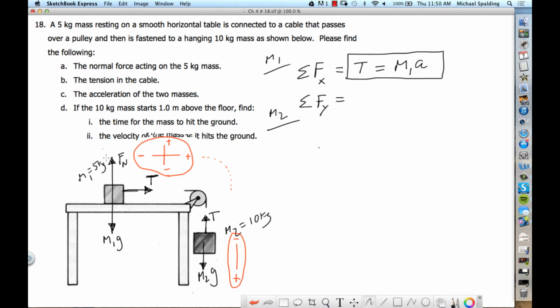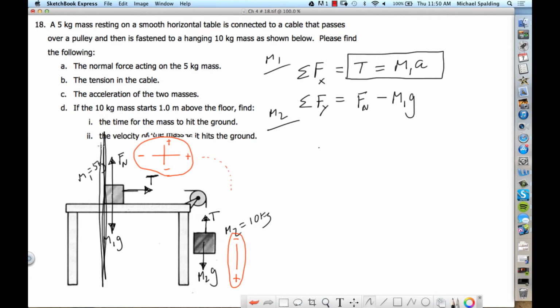All right. In the Y direction, we have normal force up, and then M1G down. Actually, no, we're looking at M1 still. So this is the Y direction right here. What are the forces in the Y direction? Normal force up, M1G down. Right? So it's going to be, I'm sorry, not tension, normal force minus M1G. Sum of the forces equals MA, that's M1A.